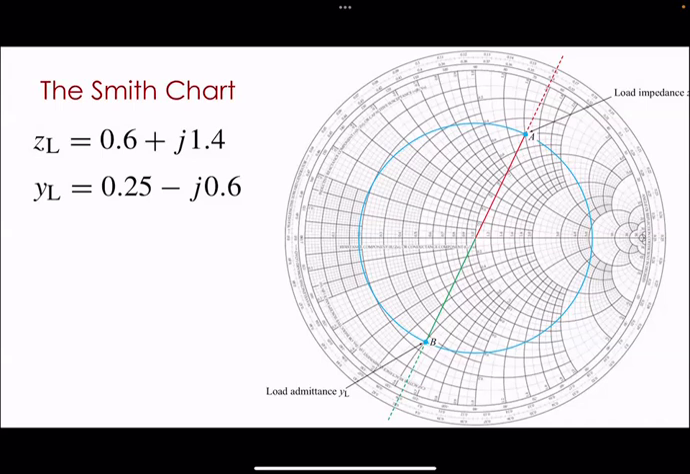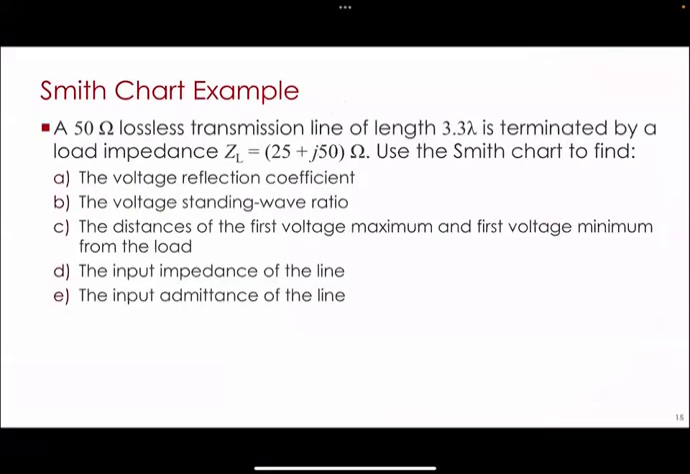Okay, we're going to do a practice one of these. For the next while, we're just going to do this example. We're going to use everything that we've learned about the Smith chart so far. We're going to do the reflection coefficient, standing wave ratio, distance to the first voltage maximum, first voltage minimum, input impedance, input admittance. It's kind of everything that we've done. We're going to take our time with this. I'm going to give you a little bit of time to actually do it yourself.